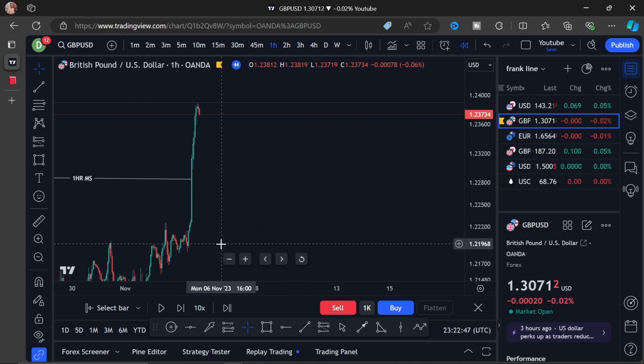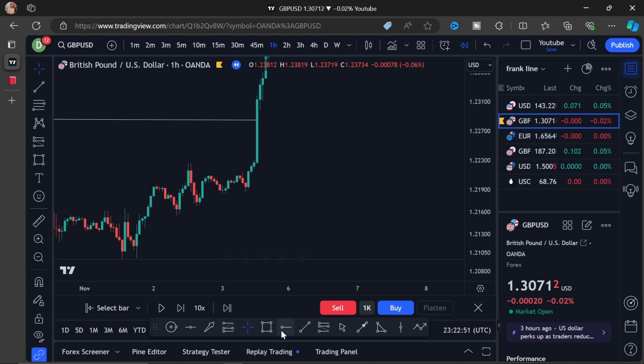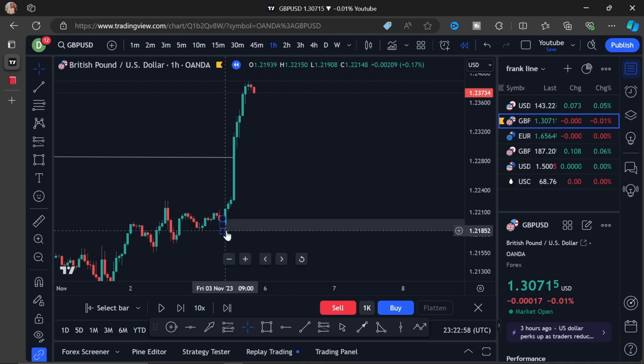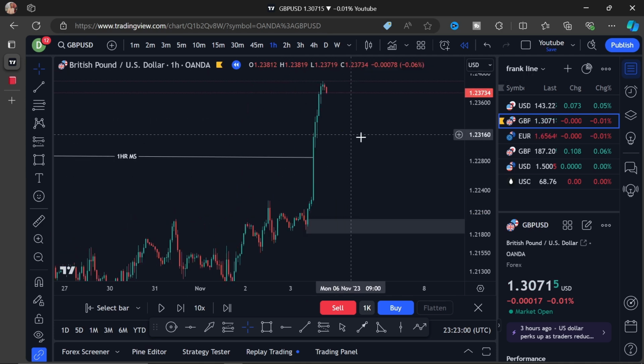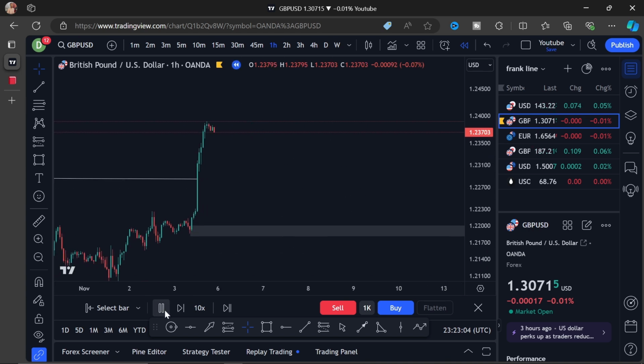So for that reason, I'm going to identify the demand that the market created here. So here is the demand level the market created. So that's what I'm actually going to identify instead. Now I'm going to wait for it to give me a reason to buy it from this demand.